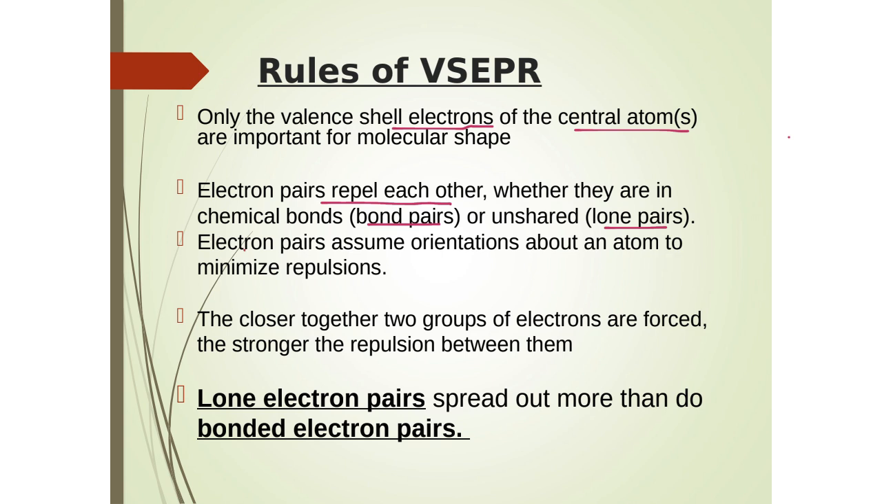We know also that the electrons are going to assume orientations in order to minimize repulsion. So they're trying to get as far away from each other around the central atom. The closer two groups of electrons are forced, then there's going to be more repulsion between them. And one thing that we need to be aware of is that the lone electron pairs actually have more repulsion or more negativity than the bonded electron pairs do. And this is just because they don't have attraction for the nuclei of an atom on the other side of them. We're going to talk about that a little bit more in a future slide.